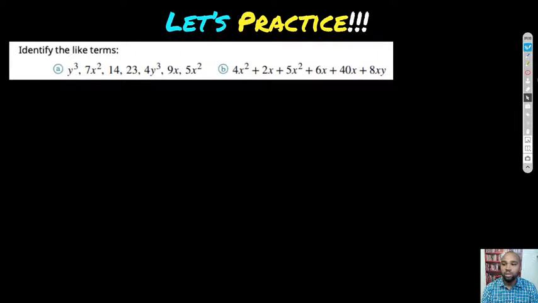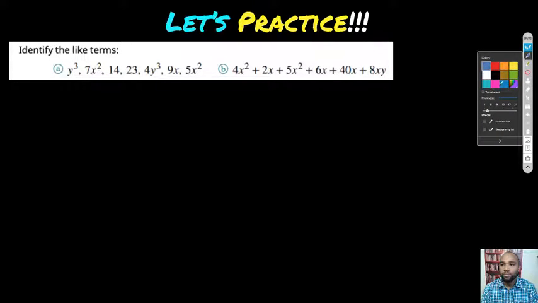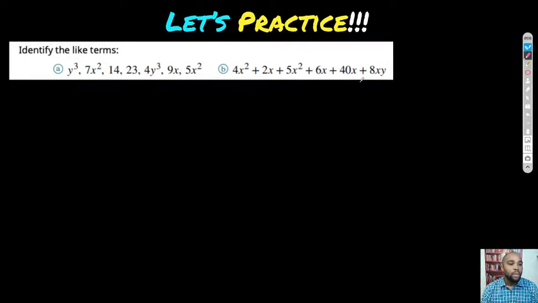All right, let's do a little bit of practice to make sure this drives this point home. Identify the like terms. So let's start with our constants. I see that we have a 14 and a 23. So those are 2 of my like terms. So I'm going to cross those out. Got those done. And I don't see any others that just have a number.